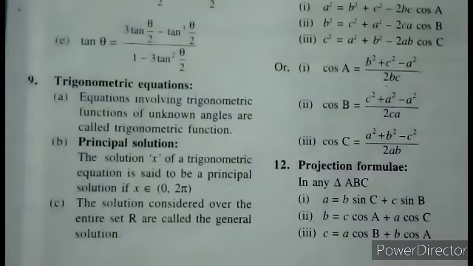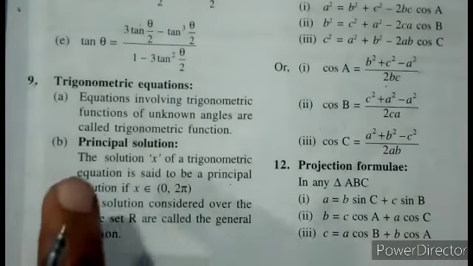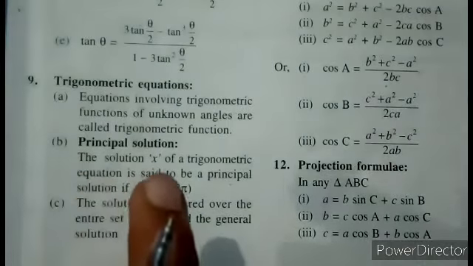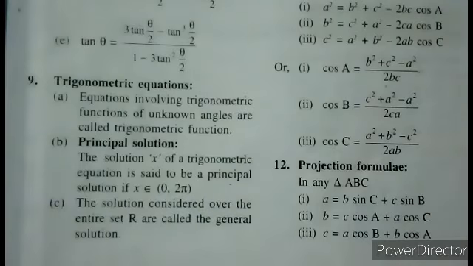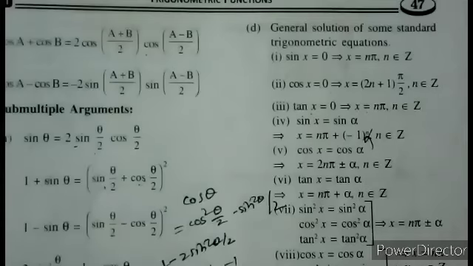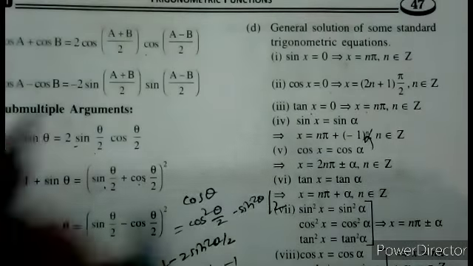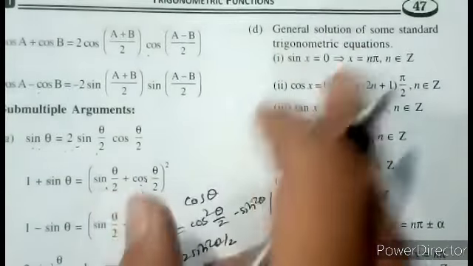Okay, these lie in between 0 to 2 pi but not equal to 0 and 2 pi. The solution considered over the entire set R is called the general solution. The principal solution is only for x belonging to the open interval 0 to 2 pi, and the solution considered over all of R is the general solution.